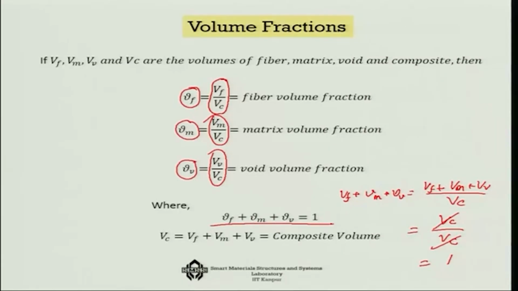Suppose there is no void, suppose we assume such systems where it is a perfectly voidless system, then it will be Vf plus Vm equals unity. This is a special case. This is a void-free composite. In some of the cases we will assume it to be almost void free, so we will derive the rest of the things based on that.